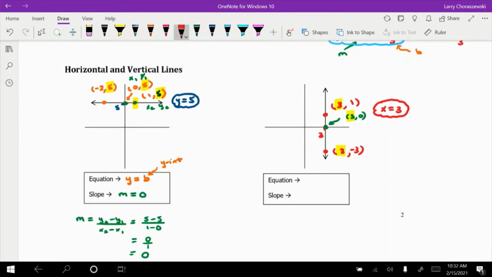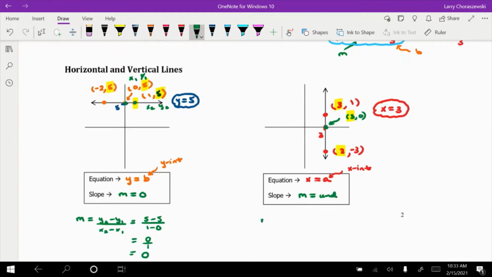In general, the equation for a vertical line will always be the format x equals a, and not just any random value of a. That value of a will be the value of the x-intercept. Anybody have an idea of what the slope of a vertical line might be? Nope, try again. Yeah, I'm going to go with undefined. I'll say UND for short.